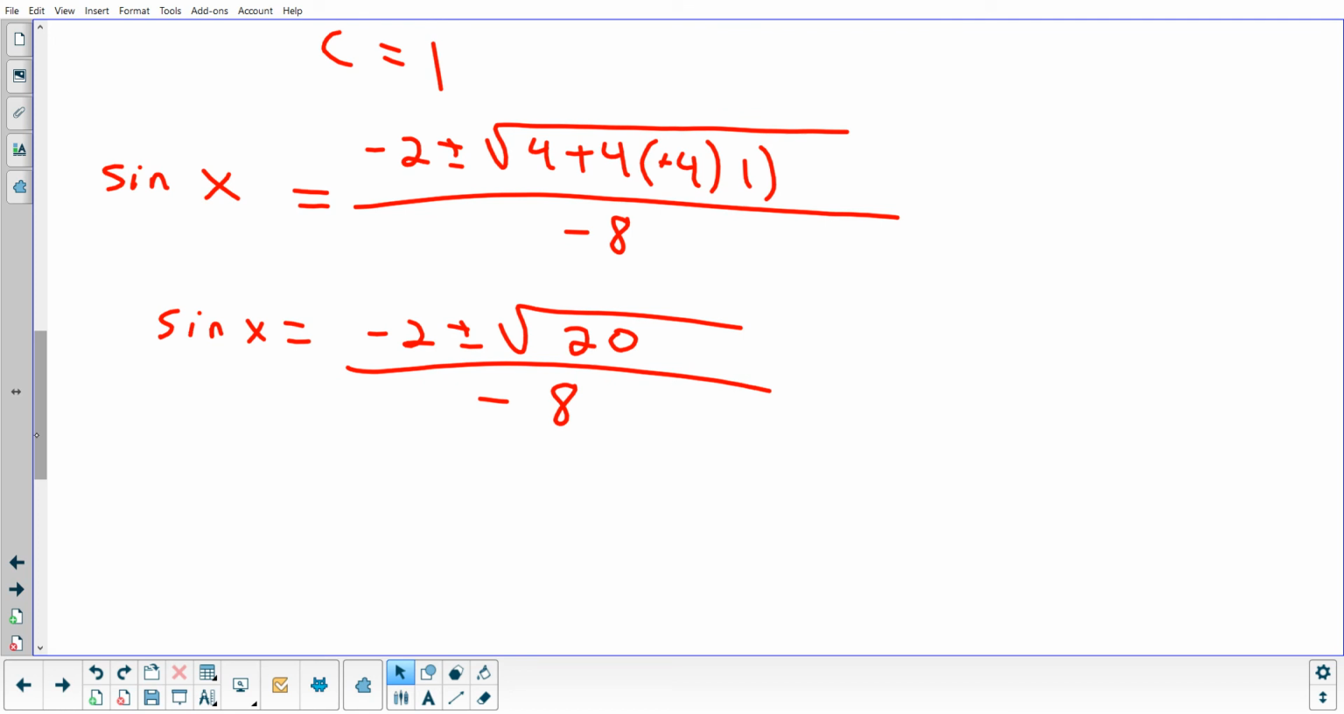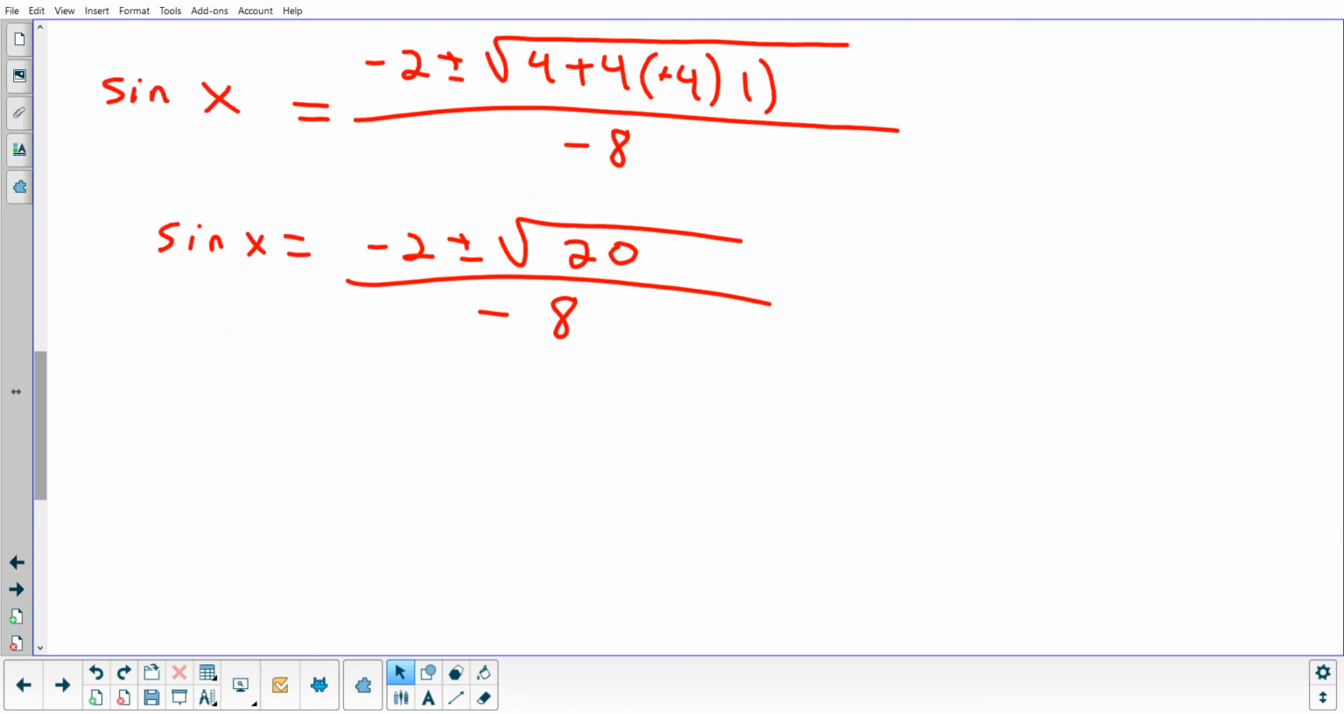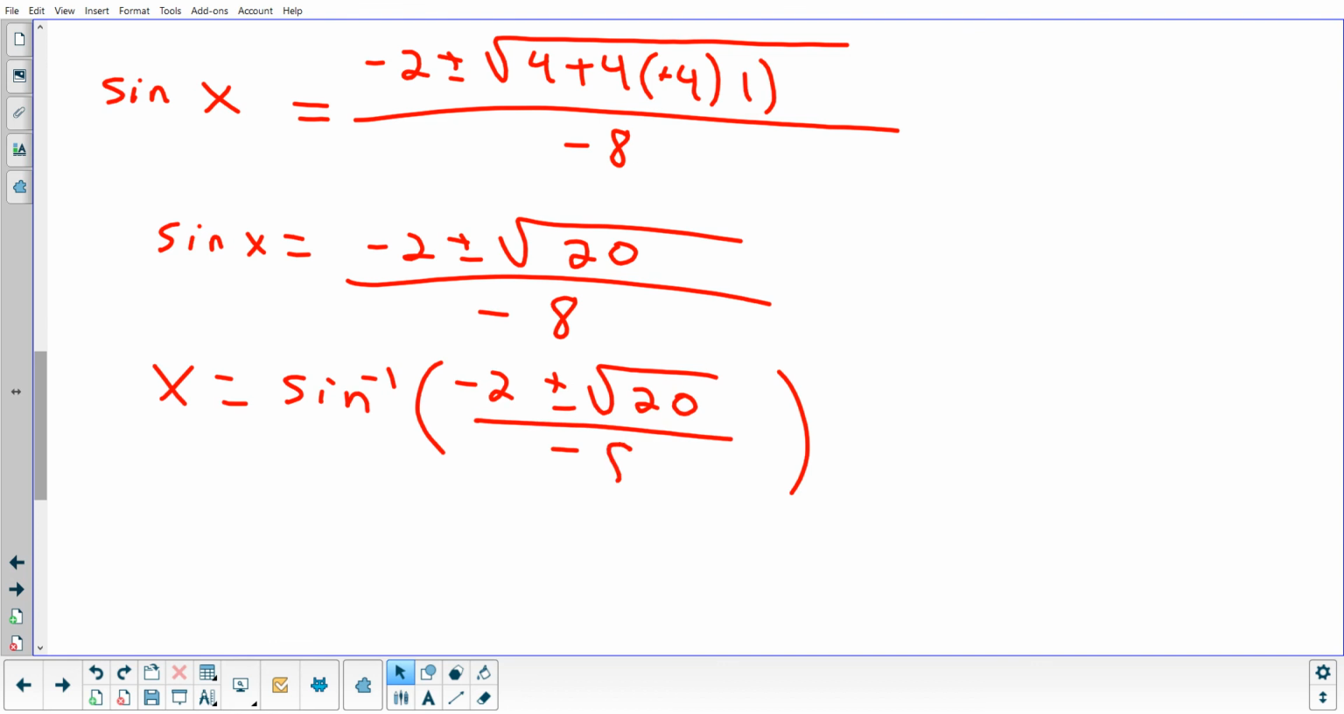So now, how do I get x? Because I don't want to know what sine x is. I want to know what x is. So get rid of sine. What do we have to do on both sides? Yep. You take the inverse sine. So x equals the inverse sine of negative 2 plus or minus square root of 20 over negative 8.